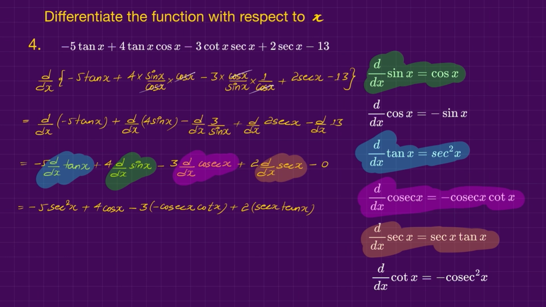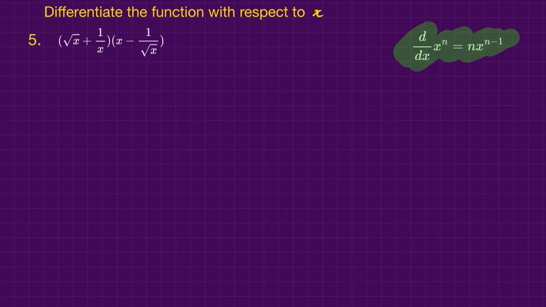That's there. So let me simplify. It will be minus 5 sec square x plus 4 cos x plus 3 cosec x cot x plus 2 sec x tan x. So this is the answer for this question. Next we have root over x plus 1 by x times x minus 1 over root x. So let us differentiate this function.